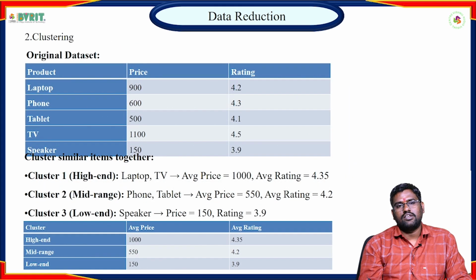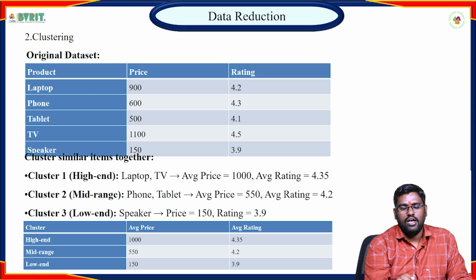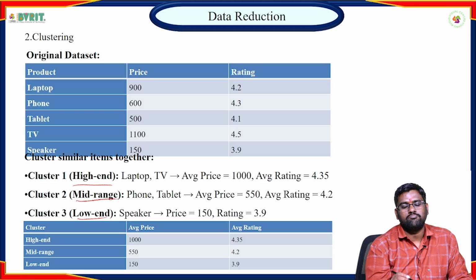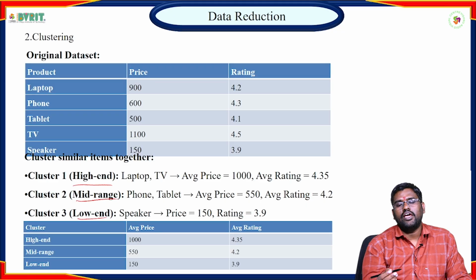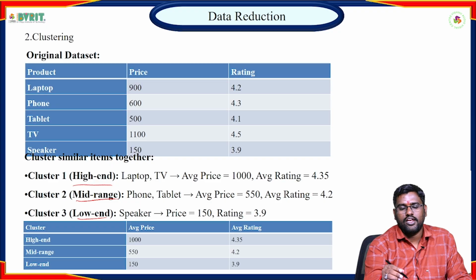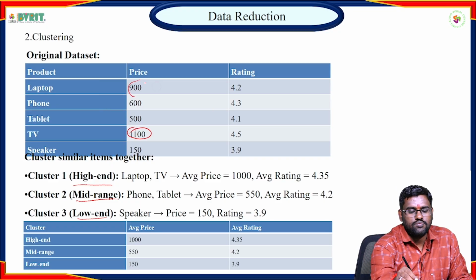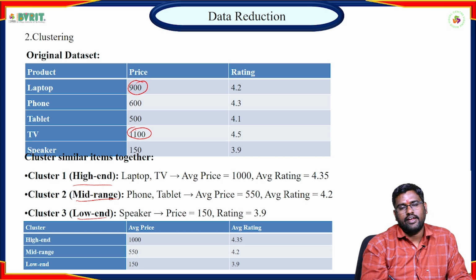Next one, clustering. Clustering is used to combine similar or near data values into a group of clusters. See here, we are taking 3 types of ends: first high end, second middle end, and low end. High end means we consider the nearest highest values. The highest values here are 1100 and 900. These two are near values.